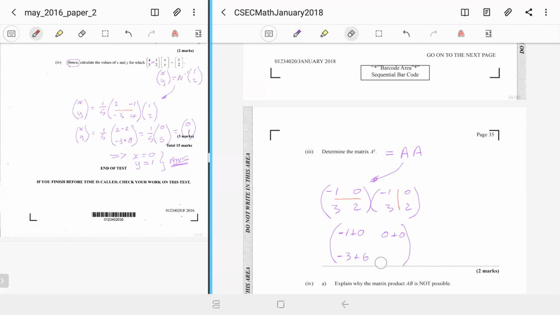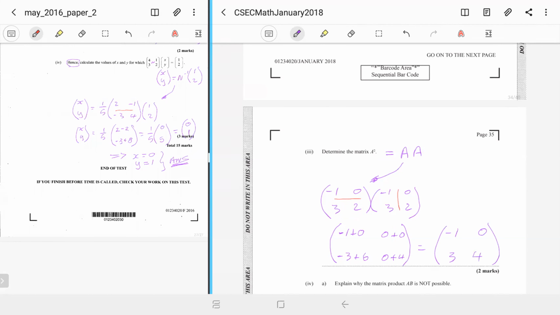And the last value down here now is second row, second column. First element by first element, second element by second element. 3 times 0 and 2 times 2. 3 times 0 is 0, 2 times 2 is 4. Work it out now. Final values: 1, 0. 6 minus 3 is 3. 0 plus 4 is 4.